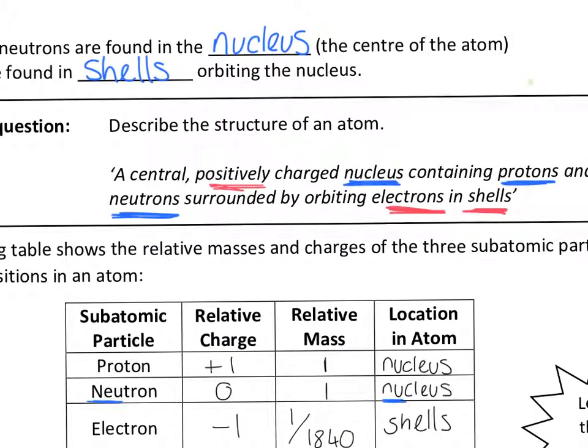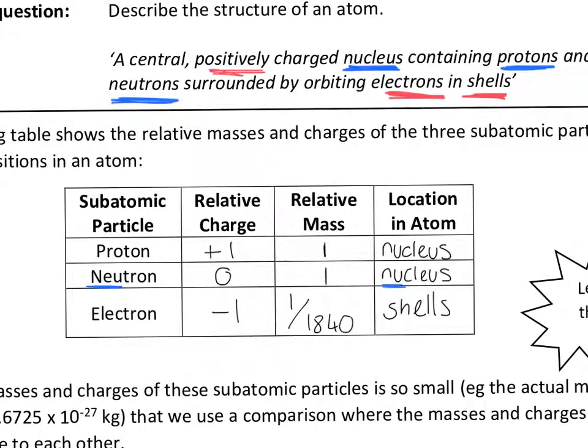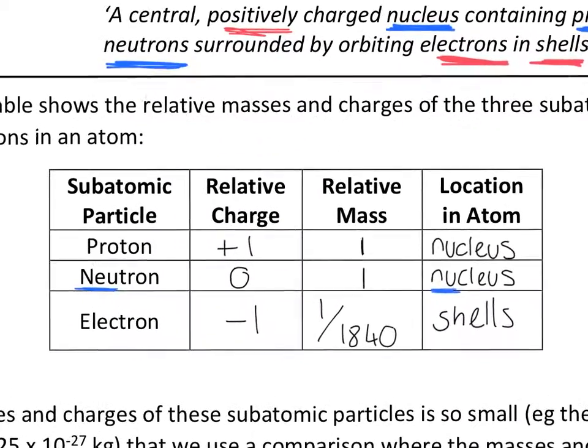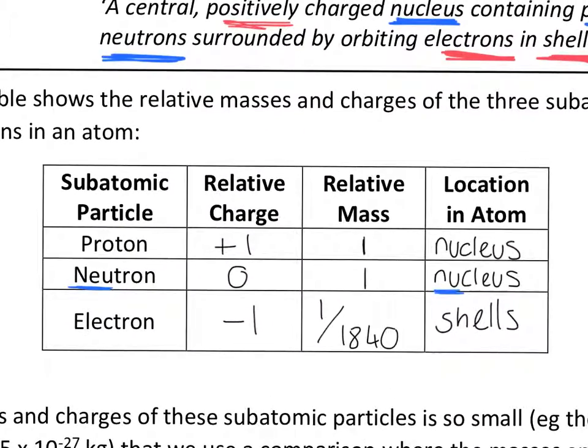This table down at the bottom of the relative charges, masses and the location of the different subatomic particles is so important. It comes up in exams all the time for you to recall the relative charge, the relative mass and where these subatomic particles are. So learn this table off exactly as it is. The columns may be switched around, but do learn the values in the table. And it's really important that you learn them exactly.